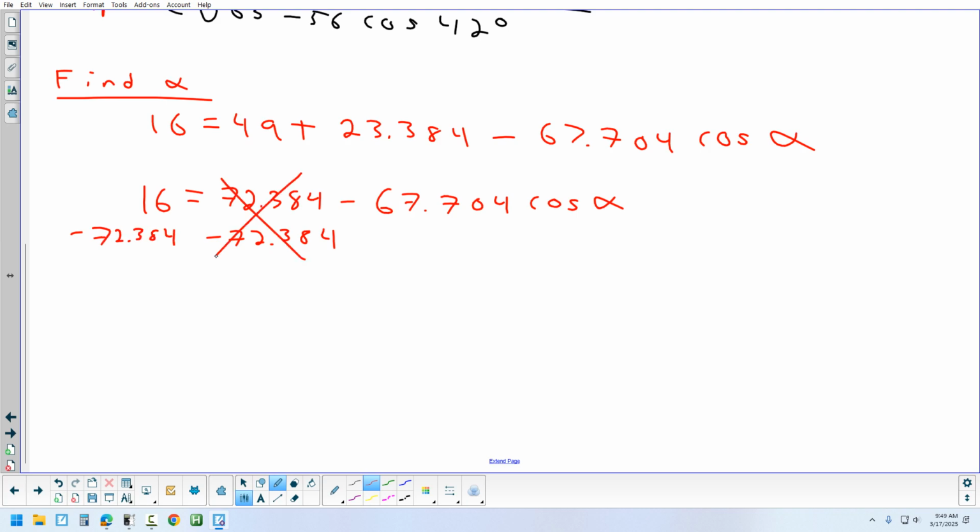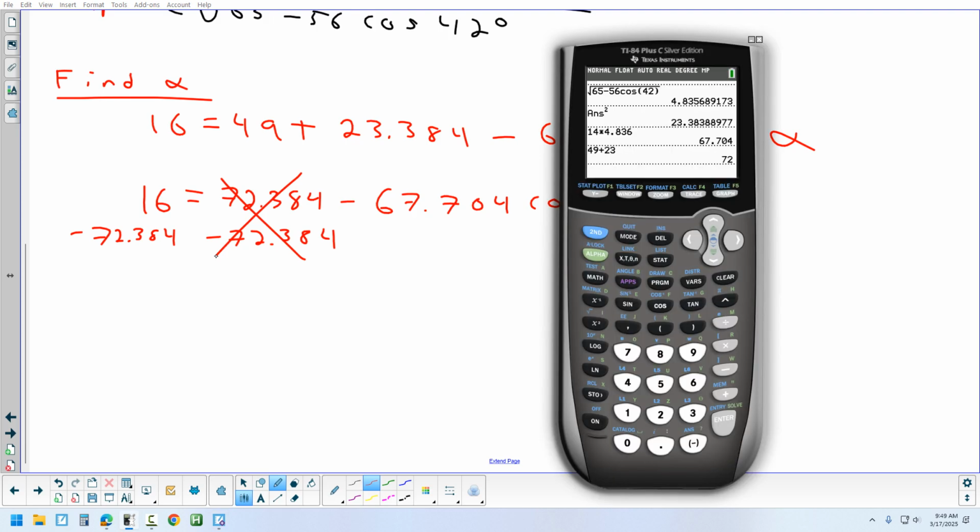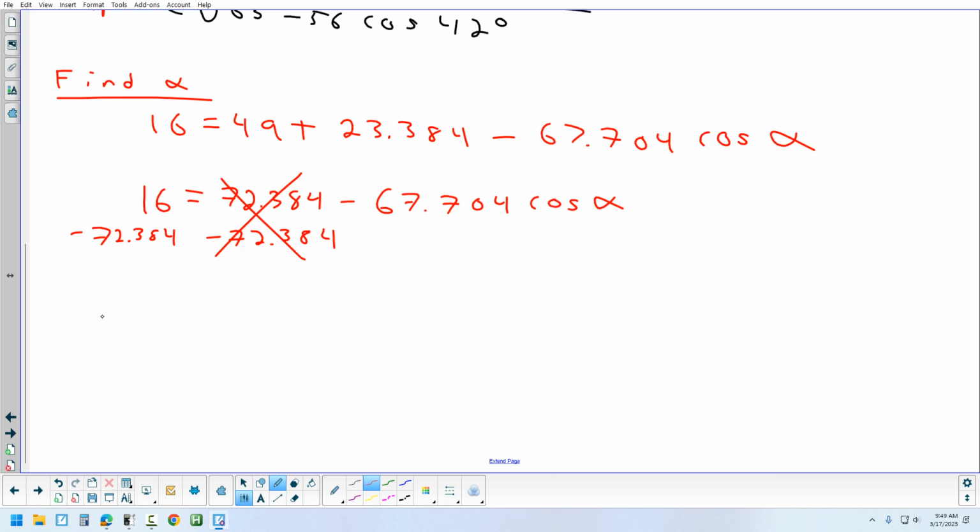And if you get a negative at some point, that's perfectly fine. We're not worried about that. 16 minus 72.384. Minus 72.384. Okay, negative 56.384. Where I don't want a negative is the final answer. You can't have a negative angle or a negative side. But a negative in the middle of the problem, that's not an issue.